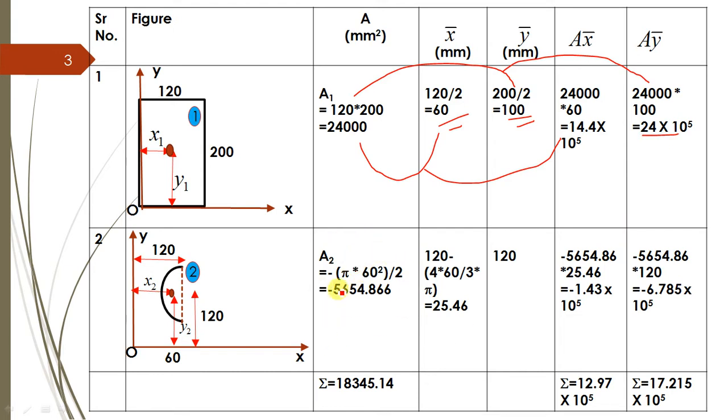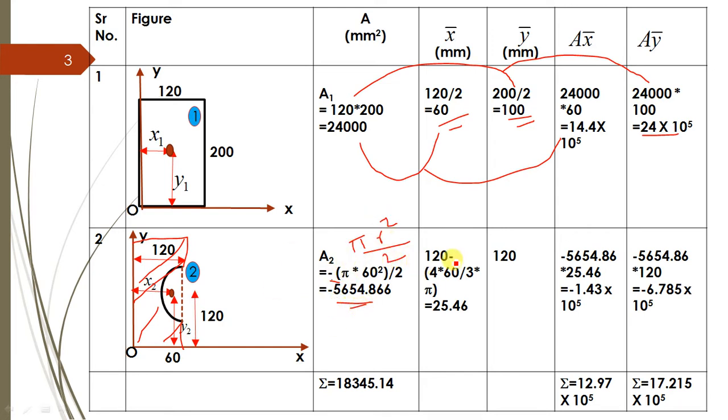Now A2: the formula is pi r square divided by 2. So pi into 60 square divided by 2, and here I have shown the sign minus. Why minus? Because we have to remove this area from this total area, so you will get the centroid of this shaded portion. We have to find the centroid of this shaded portion. Therefore we have to deduct this area from the total area, therefore it is minus.